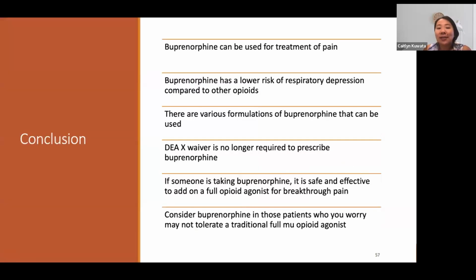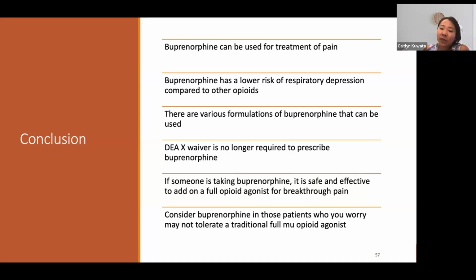And in conclusion, buprenorphine can be used for the treatment of pain or opioid use disorder or both. It has a lower risk of respiratory depression compared to other opioids because of how it is a partial agonist. But partial agonist does not mean partial analgesia. It just means other pathways triggered by the receptors aren't as activated.